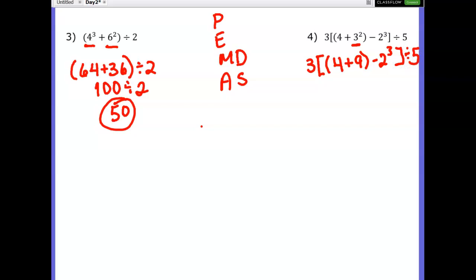I'm going to continue with my parentheses. So I've got 4 plus 9 is 13, minus 2 to the 3rd divided by 5. Now I'm going to work with my exponent.